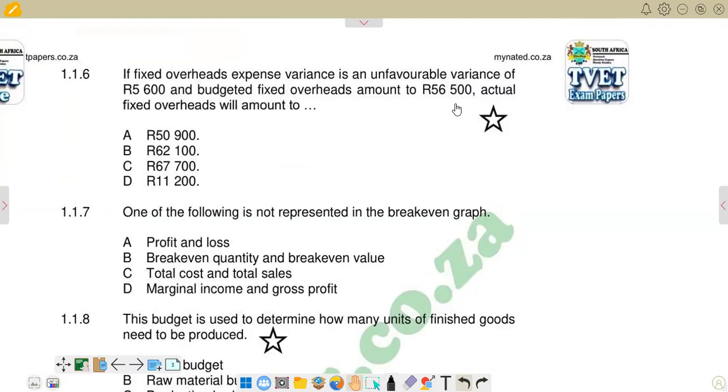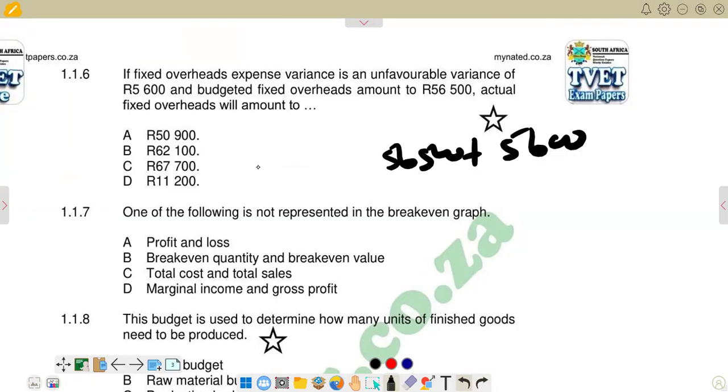56,500, actual fixed overheads will amount to... You'd see that if it's an unfavorable position, it means the actual is going to be greater than the budgeted. So it means obviously this 5,600 we're going to add to the 56,500. So basically what we are saying is, we take 56,500, then we add 5,600. But if it was favorable, it means the actual would be less than the budgeted.